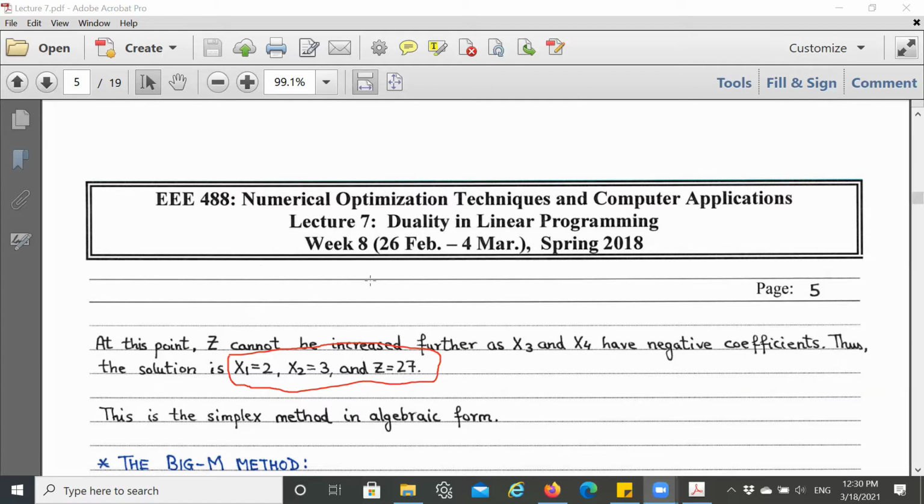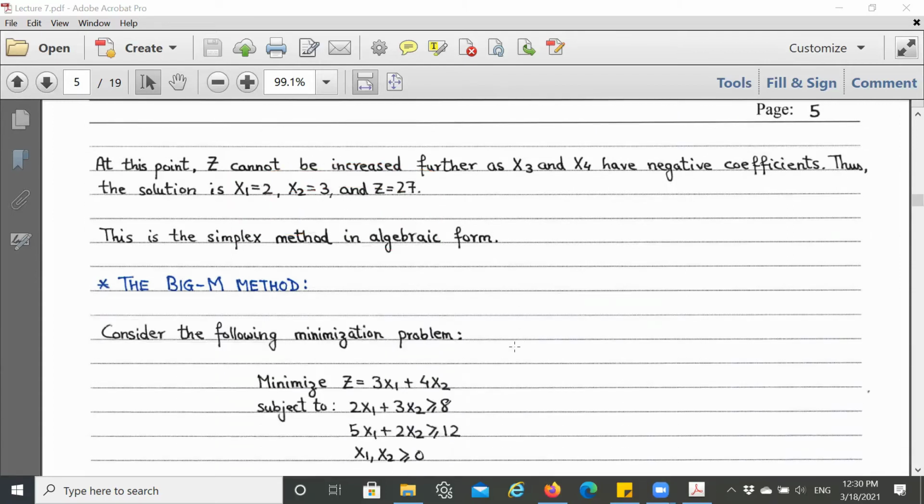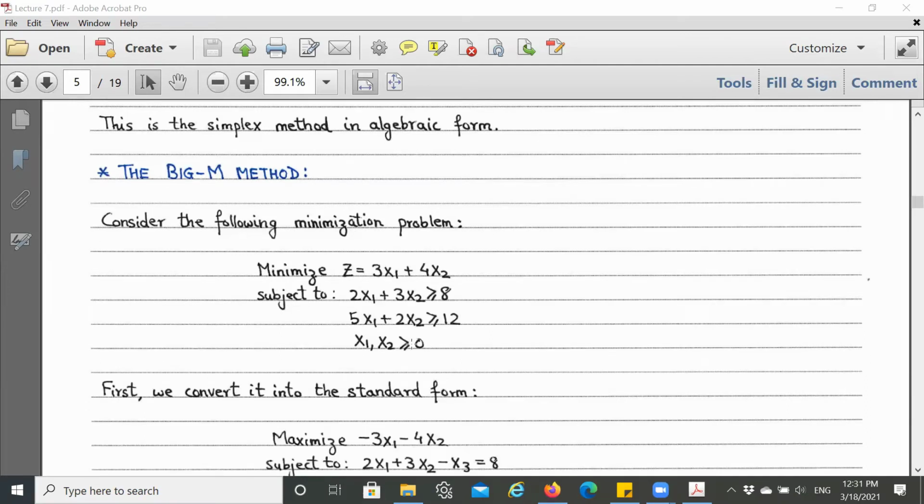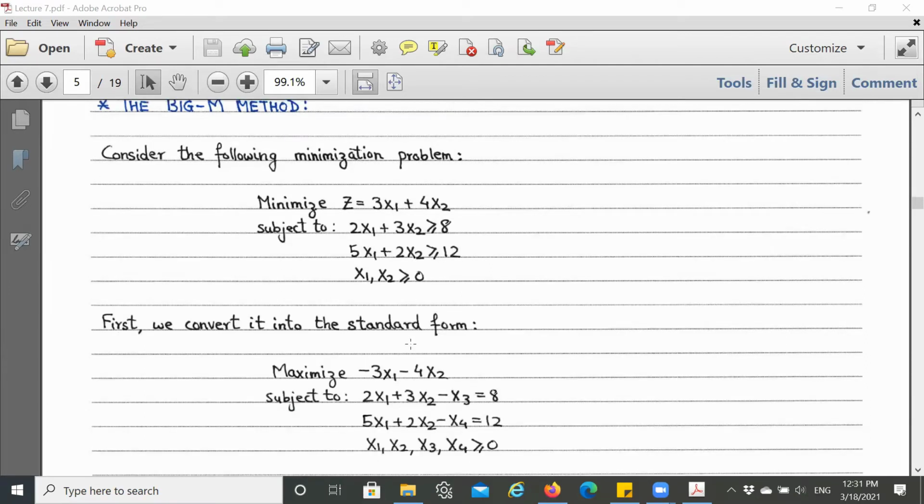Now again, as I said, we use the Big M method or the two-phase method when the constraints in your LPP are either equality or greater than or equal to. In other words, we use these two methods when we have artificial or auxiliary variables included. So if you look at the problem given over here, first we have to convert it into the standard form.